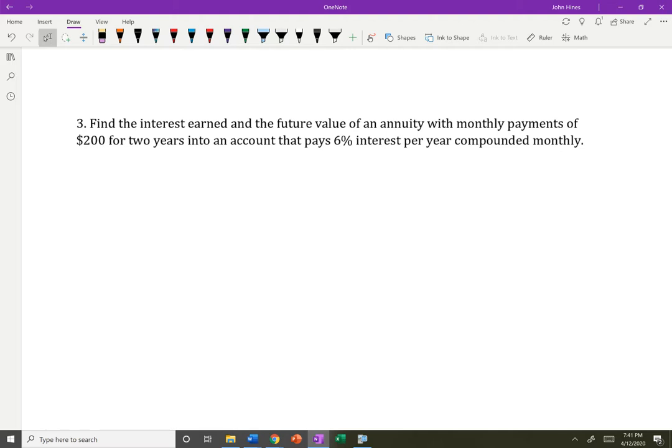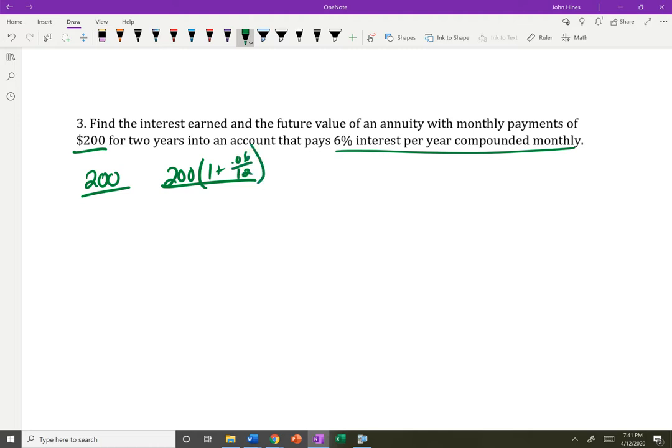So find the interest earned and the future value of an annuity with a monthly payment of $200 for 2 years in an account that pays 6% compounded monthly. So an annuity is a geometric series. That's where you're putting the money in each month. So each month I'm putting in $200. That's month one. The next month, that $200 gets interest. It gets 6% compounded monthly. So that's my multiplier. But it's a new month, so I have to add another $200. That's the pattern that keeps happening.